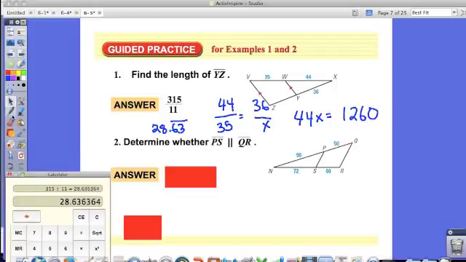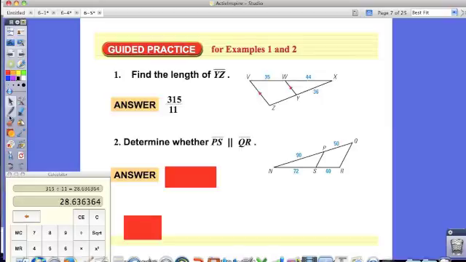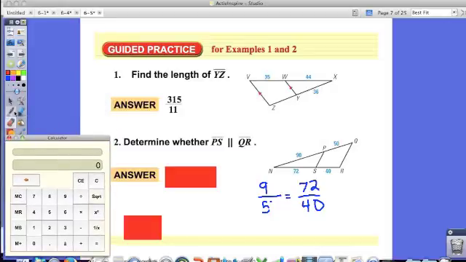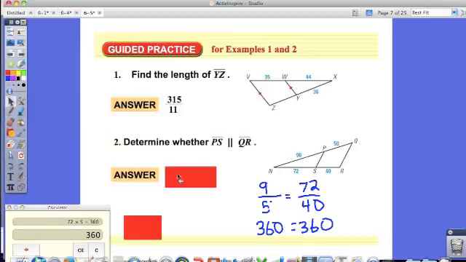Okay, determine whether PS is parallel to QR. If these are parallel, then these should be proportional. So 90 over 50 should be proportional to 72 over 40. You could actually simplify this to 9 over 5. I'm going to do that. Just make it a little bit easier. 9 times 40 is going to be 360. 72 times 5 is going to be 360. So yes, PS and QR must be parallel to each other.